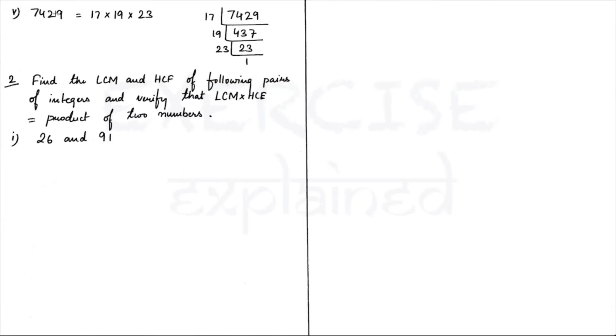So 7429. So first number which can actually divide 7429 completely is 17. So by 17 when we divide, we get it as 437 times. Now 437 is not even divisible by 17. So that gets divided by 19 again. So when I divide by 19, I get it as 23 times. Now 23 is again a prime number. So we can write 7429 as 17 into 19 into 23.